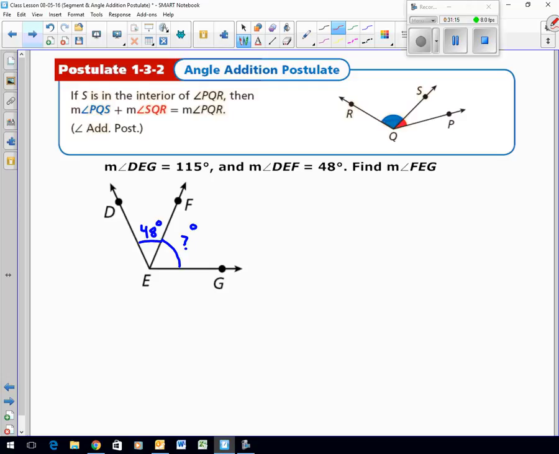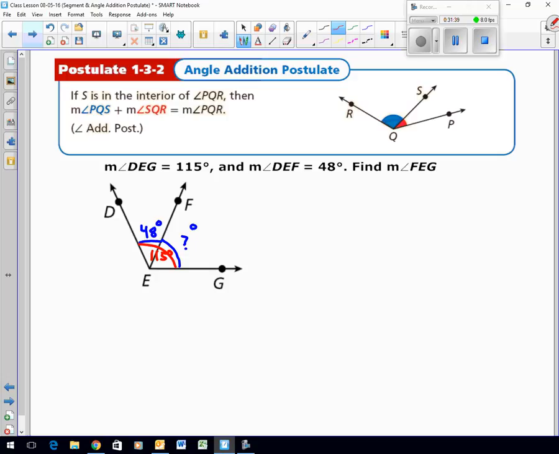What is the total of these two supposed to be? 115, right? So the total, notice I'm doing this in red. When I add those two blue angles together, the total is going to have to equal 115 degrees.